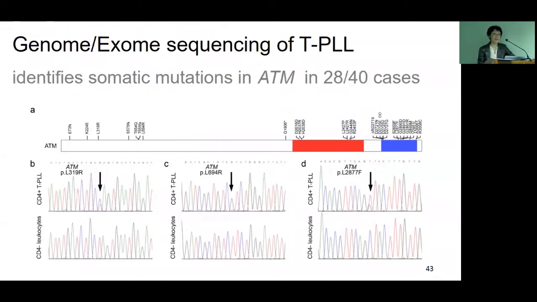When we looked at the whole exome data, we also identified somatic mutations in the ATM locus. This is a figure showing that the mutations were found in the CD4 positive enriched tumor cells, but not in the normal T cells, demonstrating and confirming that these were somatically acquired mutations in certain domains of this protein.